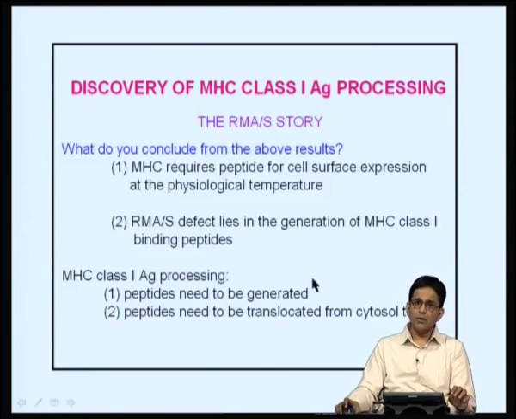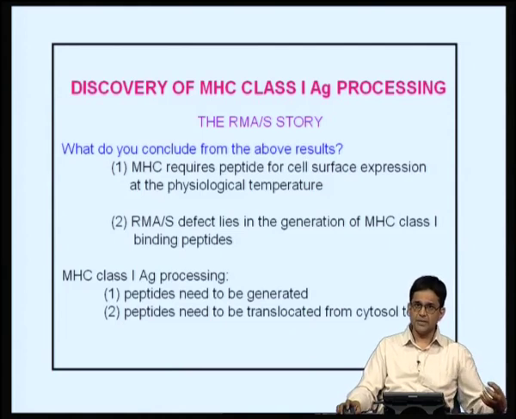Now, here is the thing about MHC class 1 antigen processing. First, peptides need to be generated. They need to be generated from antigen, they need to become peptides. So there has to be some machinery that is able to do this.